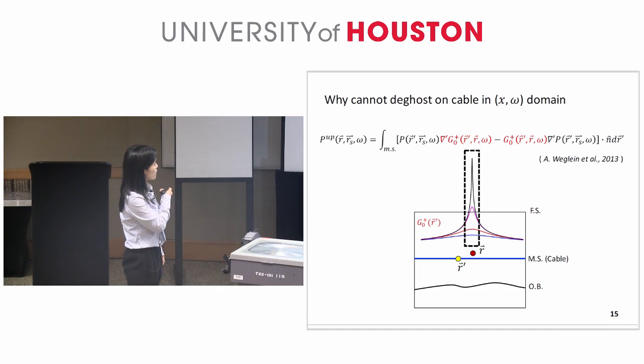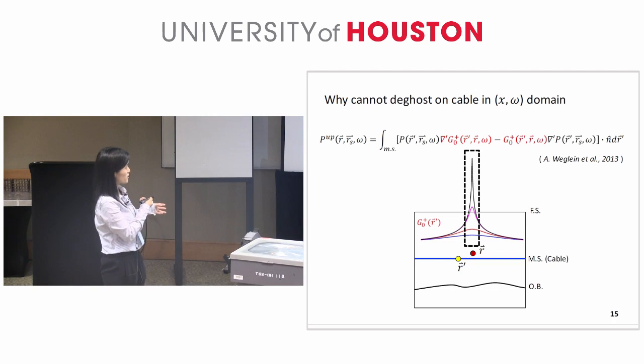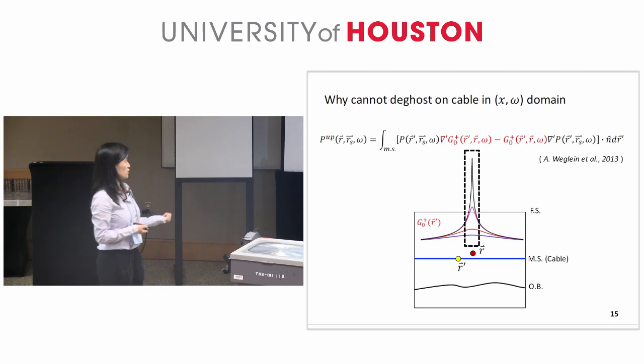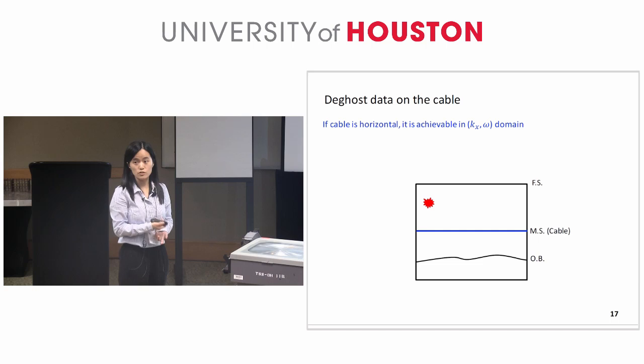So when we carry out this algorithm, a finite sum is used to numerically approximate this integral. The value of G0 and grad G0, especially the peak value here, may not be picked up, and the quality of deghosting may fall off. This is the reason that precludes the output point R from being too close to the surface, and it cannot be on the surface itself. So in this talk, we are pursuing a method to deghost the data right on the cable.